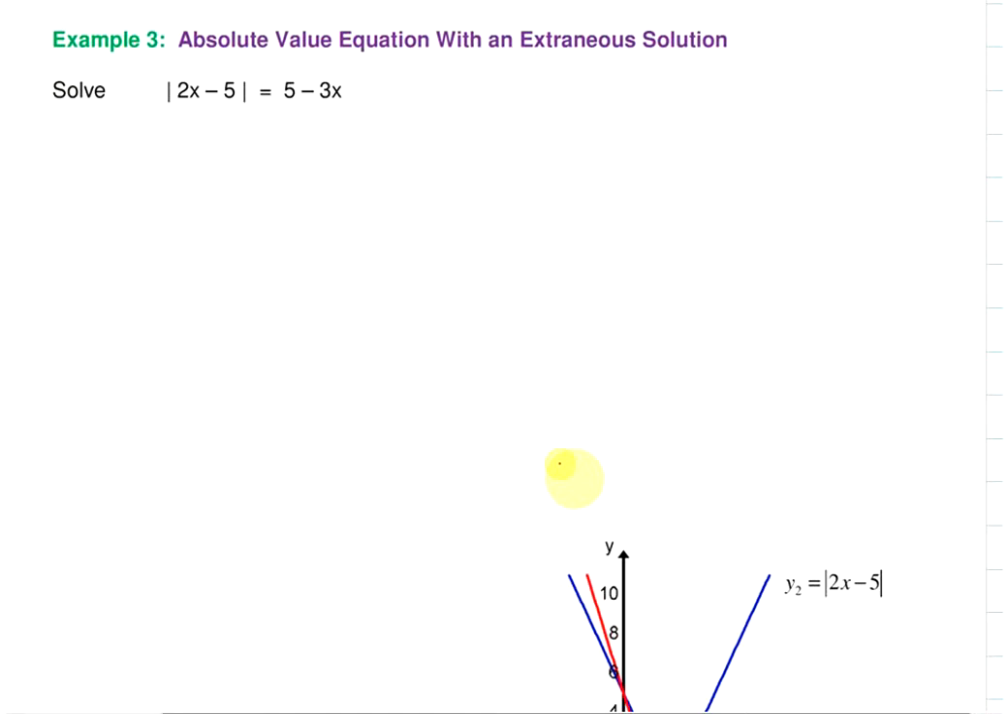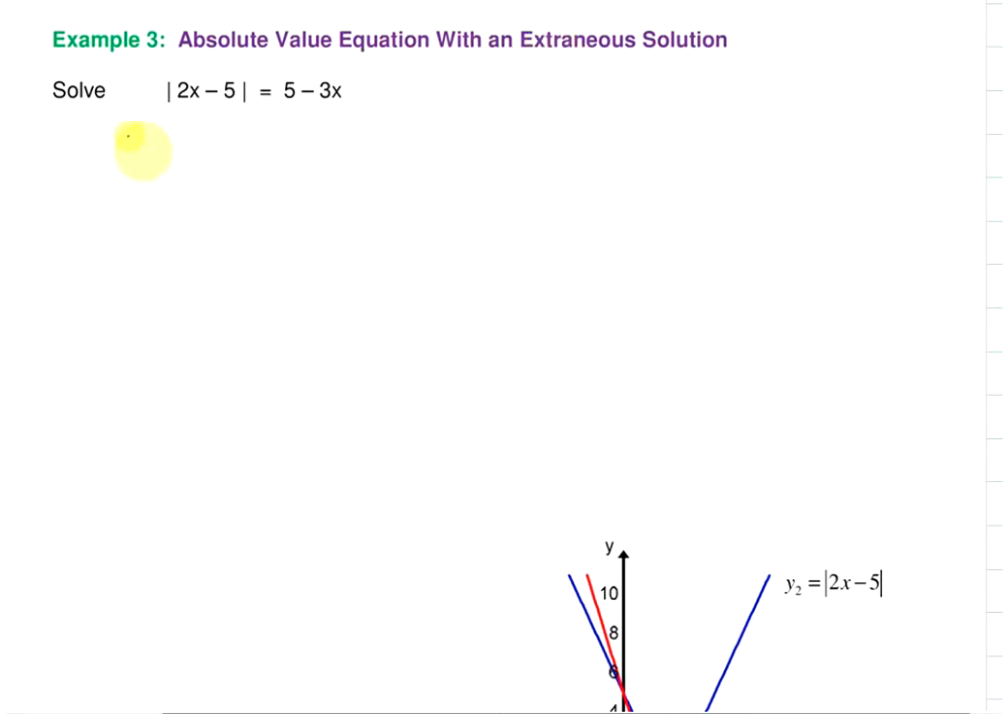Example 3, absolute value equation with an extraneous solution. Okay, remember extraneous means that even though it appears as a root when you solve, when you actually go to verify, it doesn't work.